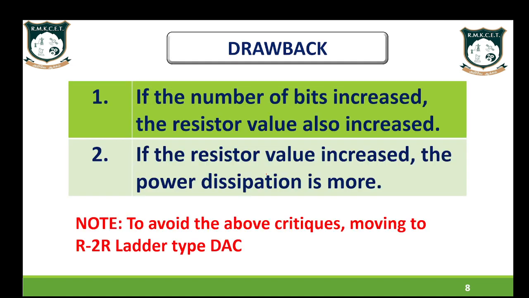Next, the ultimate drawback of the weighted resistor DAC: if the number of bits is increased in the conversion, like the 3-bit DAC we have discussed, and we go for a 10-bit, 15-bit or 20-bit DAC, the resistor value will also increase, because of which there will be more power dissipation. In order to avoid this drawback, we will move to the R-2R type DAC.